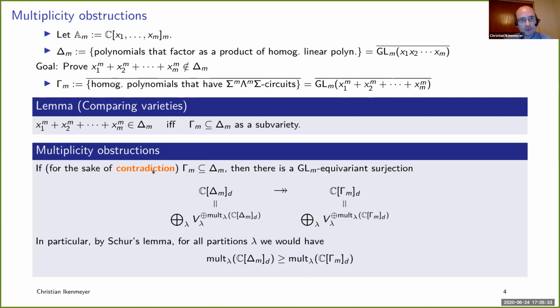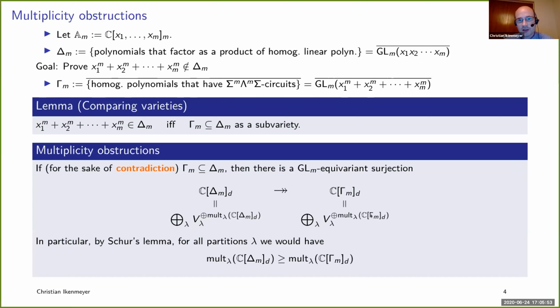And now, for the sake of contradiction, we assume gamma lies in delta, we want to disprove this, then there's an equivariant surjection from the coordinate ring of delta to the coordinate ring of gamma. So in homogeneous degree d, these are both finite dimensional vector spaces, so they decompose into a direct sum of irreducible representations, and we can count these multiplicities here.